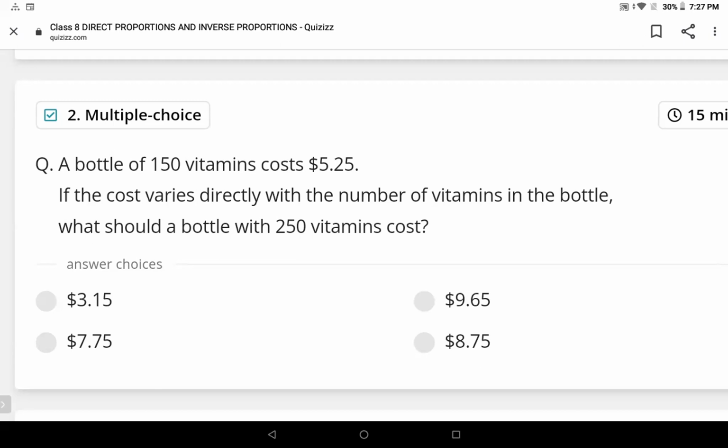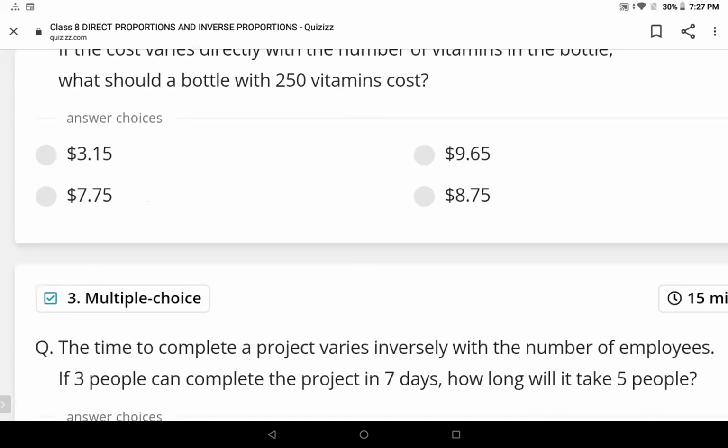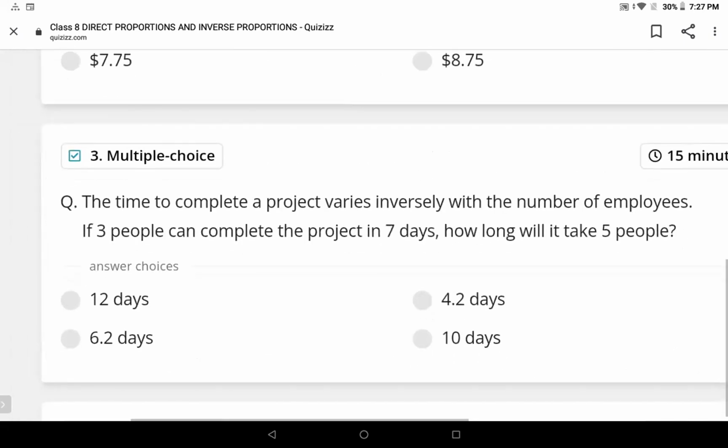Yes, Inaya, is it a direct proportion or indirect proportion? Ma'am, yes, it's direct. Very good. So you can just do 250 divided by 150 into 5.25, which is 8.75. Right, children, right. Next, time to complete.